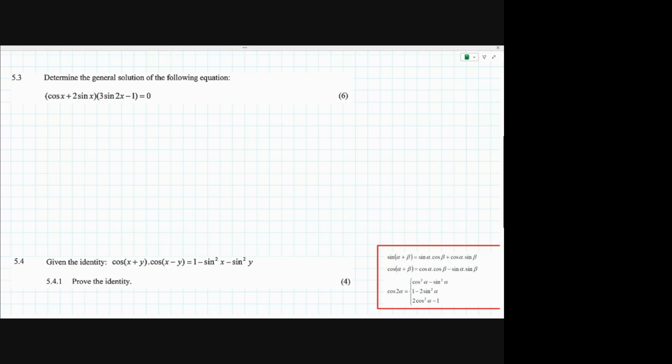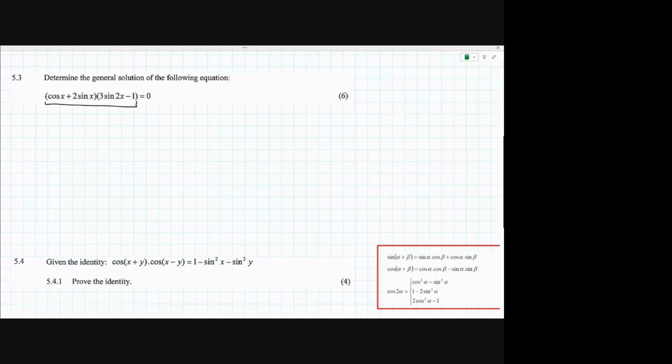(cos x + 2 sin x)(3 sin 2x − 1) = 0. Now, for whatever reason, your first instinct is always to go and distribute this. Guys, remember, this is factorized. It's two brackets being multiplied together. If you have got a factorized expression equal to 0, you do not touch it. You do not touch this equation.